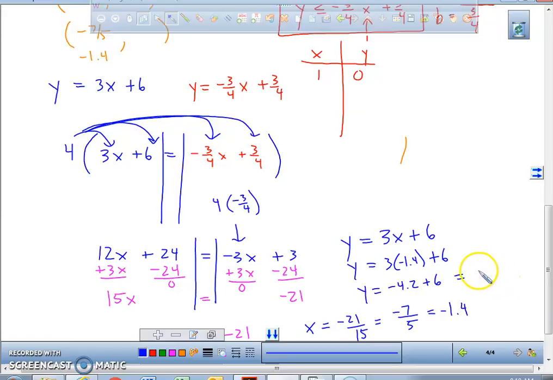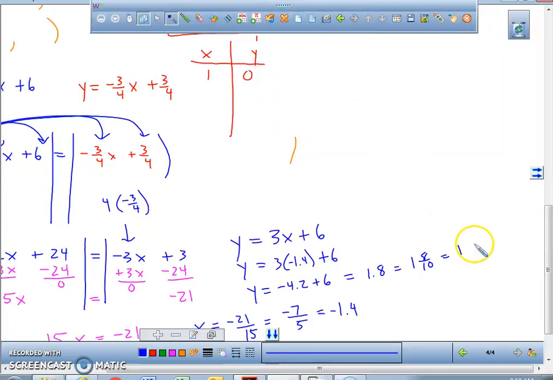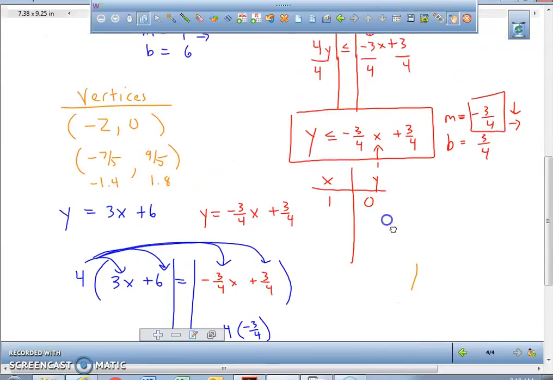What do y'all get? 1.8, which is 1 and 8/10, which is 1 and 4/5. All right, which gives me 9/5. Okay, so right here, I'm going to write 9/5. So I'm going to write 1.8. So these right here are my two vertices.